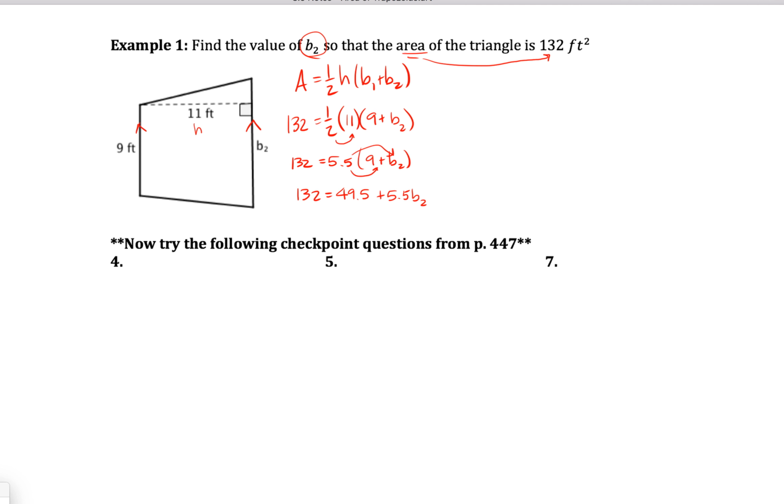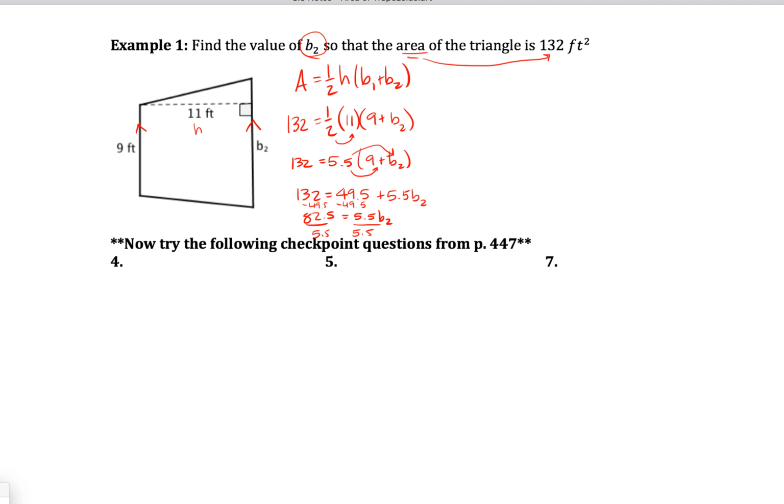Now I'm trying to get base 2 by itself, so I know I need to subtract 49.5 now. So 132 minus 49.5 is going to give me 82.5. So I just subtracted 49.5 from both sides to get that. So minus 49.5 on both sides gives me 82.5 equals 5.5 times B2. Now I'm going to divide both sides by 5.5.